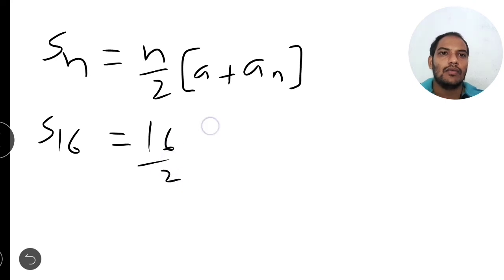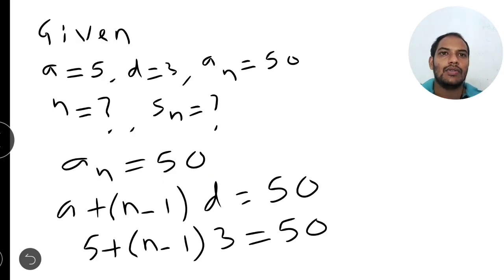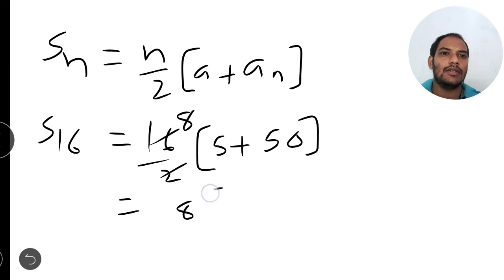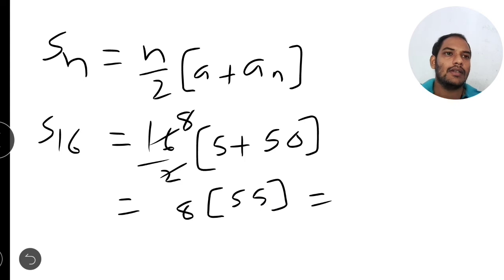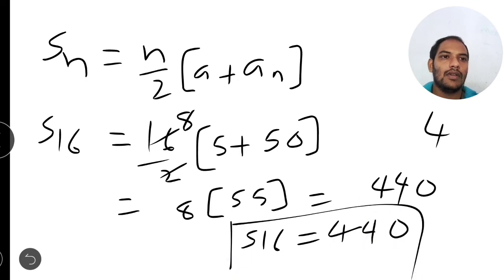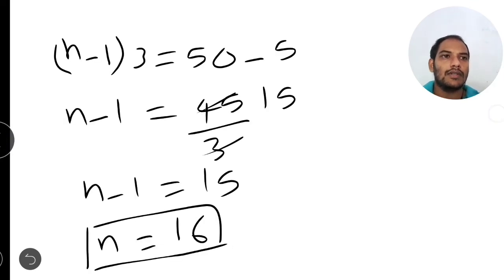16 by 2, bracket: a value how much? a value 5 plus an value how much? 50. So 2 ones are 2, 2 eights are 16. So 8 into 5 plus 50, 55. It equals 5 eights are 40, 0, 4 carry, 5 eights are 40, 44. So 440. So S16 equals 440. So we completed two answers.